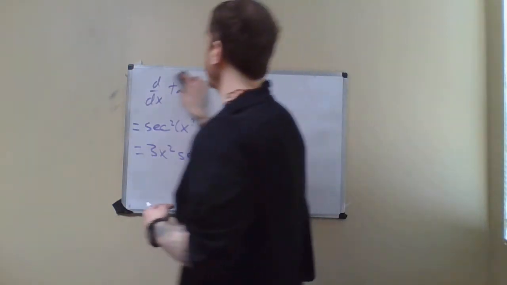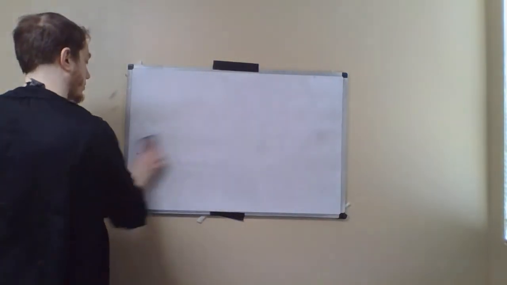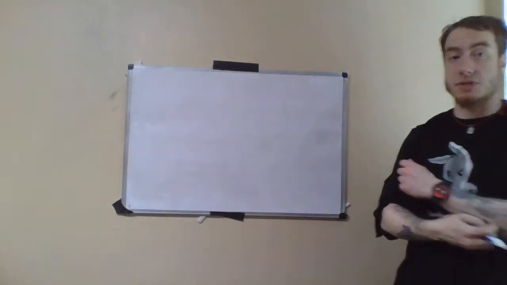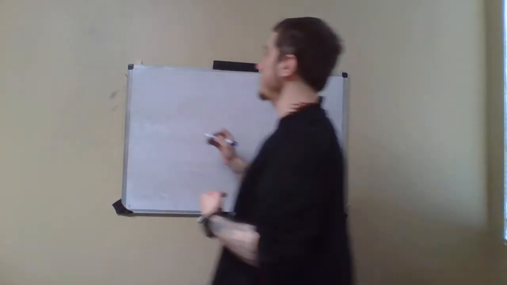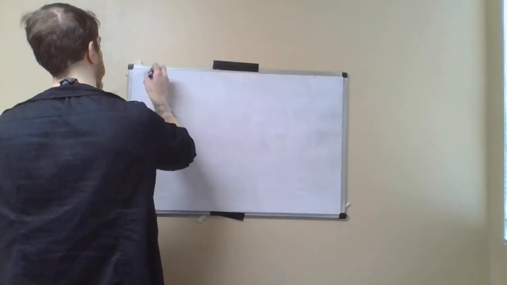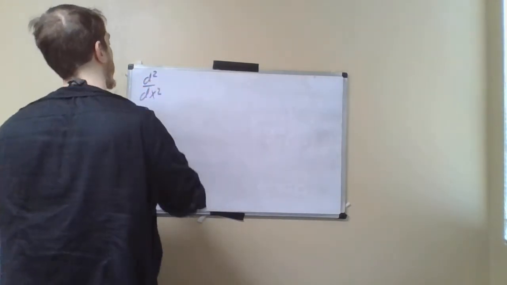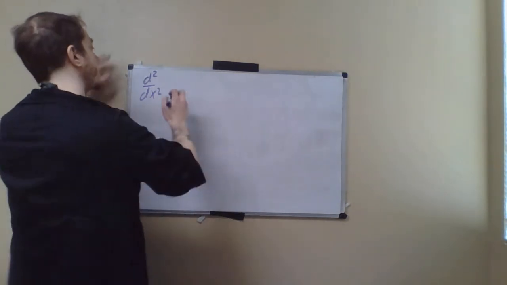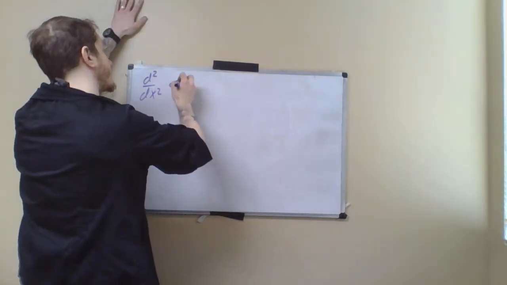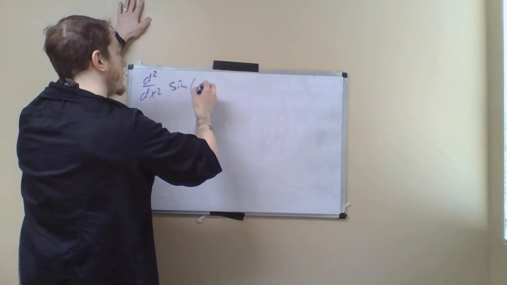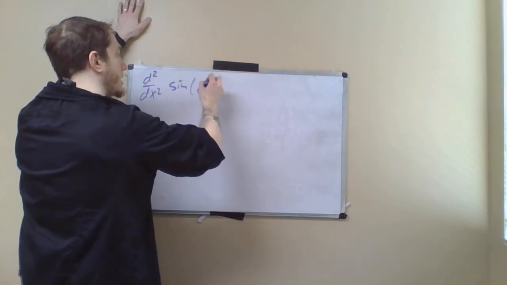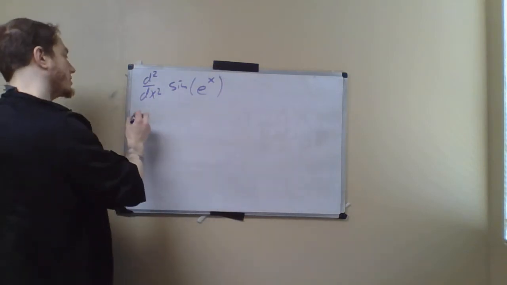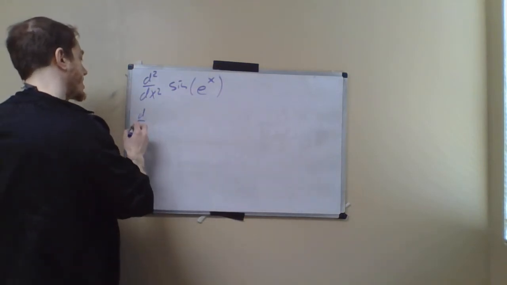Now, of course, sometimes we want to take higher order derivatives or do other things where we use the chain rule together with other rules. So let's suppose that I want to find the second derivative of the sine of e to the x. Well, what I'm going to do is I'm going to start by finding the derivative.